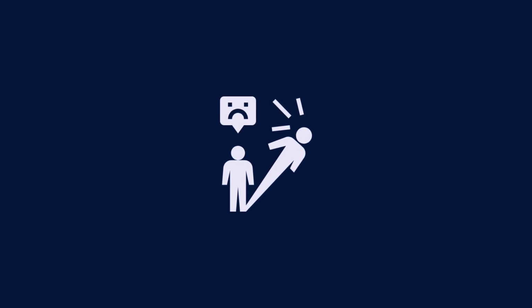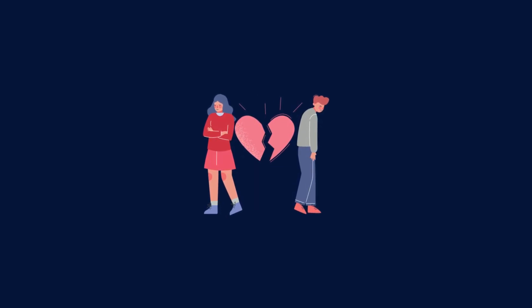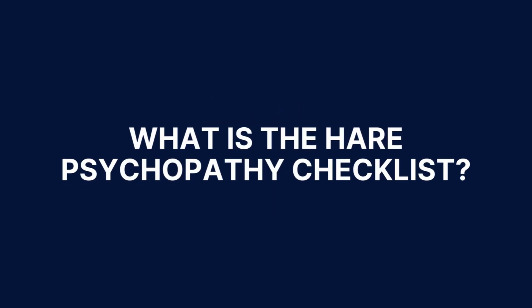It's a severe personality disorder and can have serious implications for various aspects of life, including relationships and careers. In some cases, psychopathy may even lead to criminal behavior. The Hare Psychopathy checklist offers an objective and structured approach to understanding a complex personality disorder.